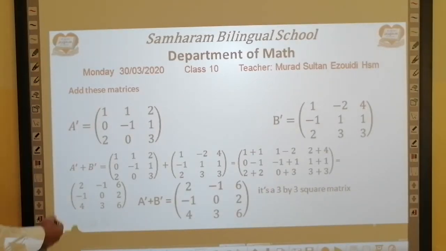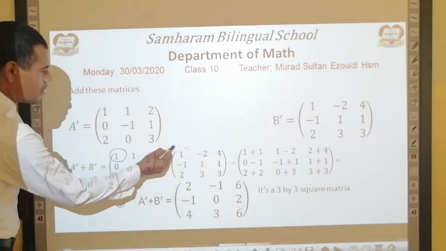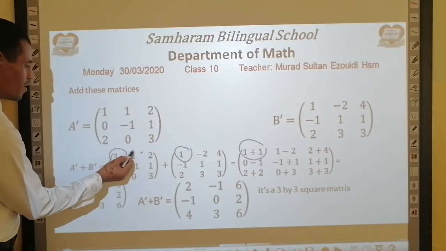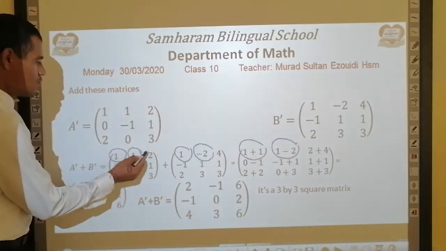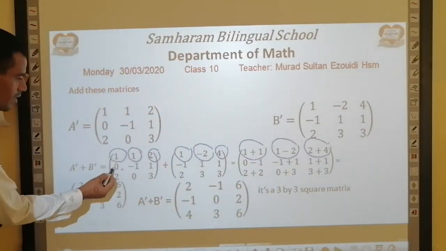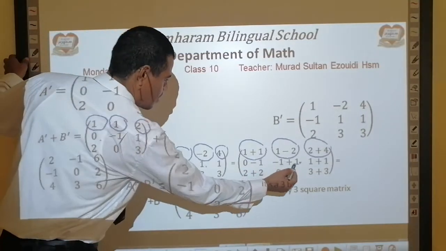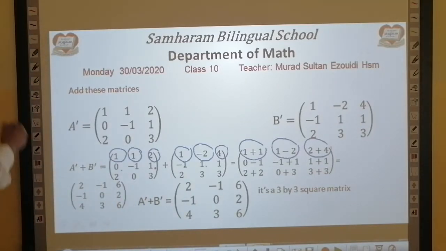A prime plus B prime. We just make the same. Then I added 1 to 1. I will write 1 plus 1, then 1 plus negative 2, then 2 plus 4, then 0 plus negative 1, then negative 1 plus 1, then 1 plus 1. I wrote them here. Then, after writing them out, I will just try to add.